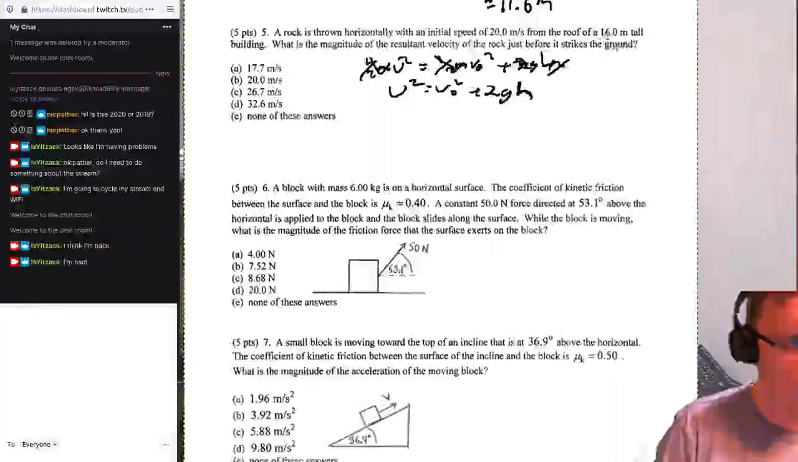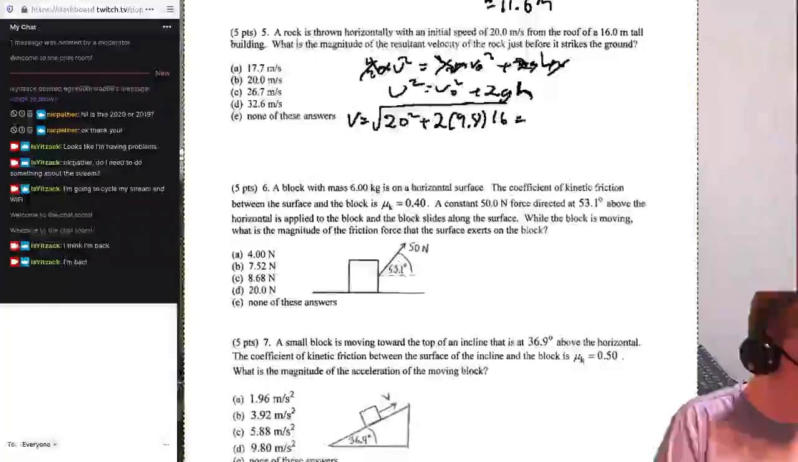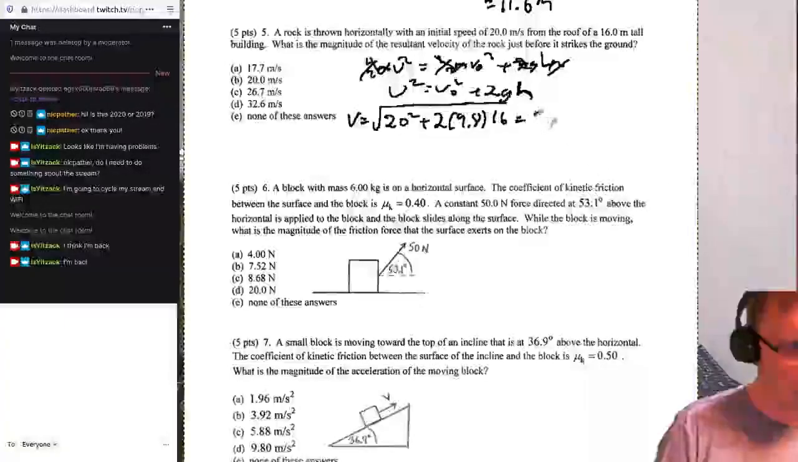So v is equal to the square root of 20 meters per second squared plus 2 times 9.8 meters per second squared times 16 meters. Those units will work out. Square root of 20 squared plus 2 times 9.8 times 16, 26.7 meters per second.